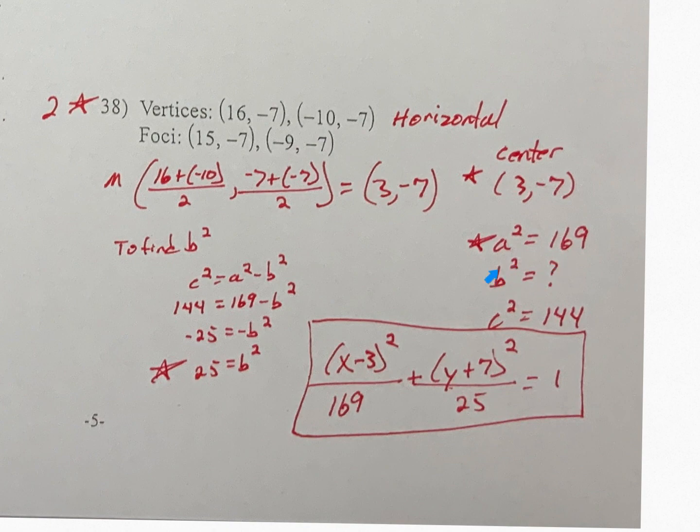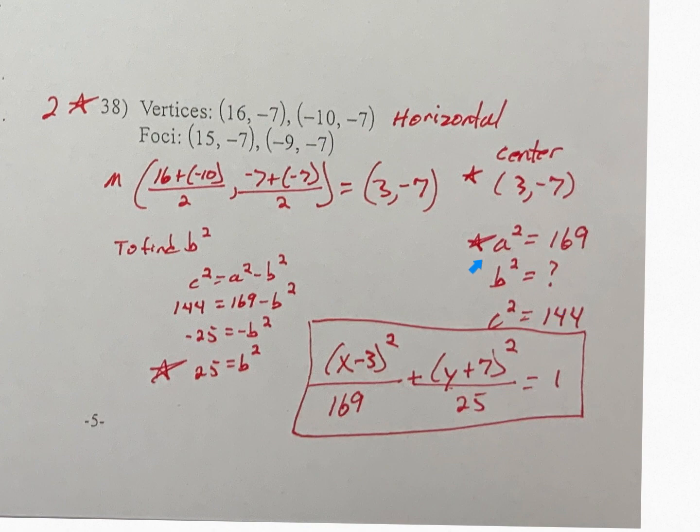Now, our b squared on this one, we are not given the covertices, so we really can't find it that way. But we are given the foci, so therefore we can also find the c, and therefore c squared, by looking at the change in the x value horizontally with the foci and the center. The x value is going from 3 to 15, or 3 to negative 9. If you subtract those, 15 minus 3 is 12, or negative 9 minus 3 is negative 12. So c is 12, or c squared is 12 squared, which is 144.